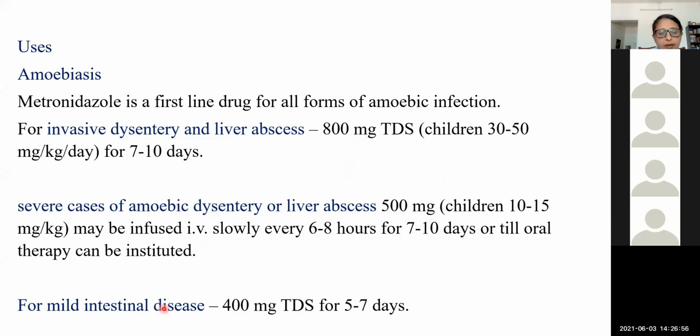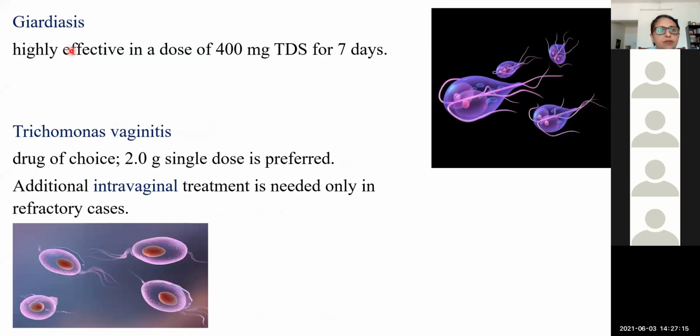But if it is just a mild intestinal disease, where we are just developing dysentery with blood and mucus, and there is no extra-intestinal spread, then we can go for 400 milligram 3 times for 5 to 7 days. So this is the use. And this metronidazole has many other uses also, we will see that.